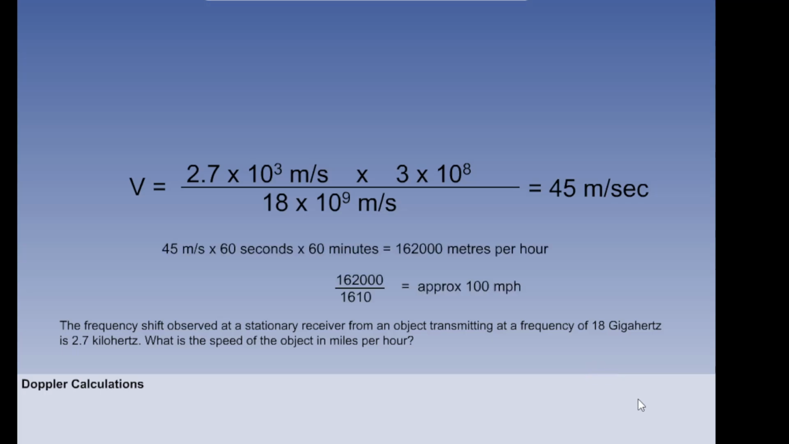We need to state this as miles per hour. 45 times 3,600 gives us 162,000 meters per hour. There are 1,610 meters in a statute mile. So the speed in miles per hour is 162,000 divided by 1,610, which is close to 100 miles per hour.